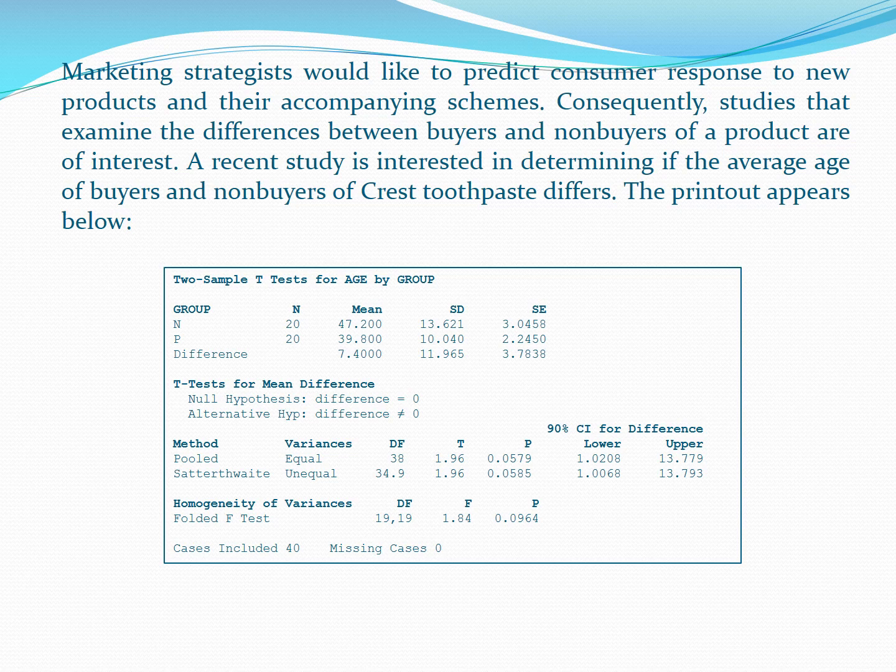This one's saying, let's take a look at the ages of purchasers and non-purchasers. And you can see the groupings up here. We have N's and we have P's. N's for non-purchasers, P's for purchasers.